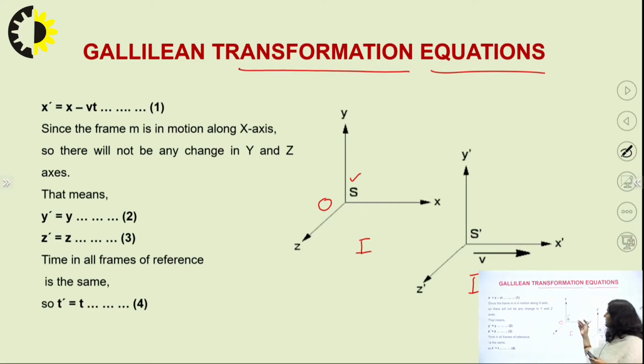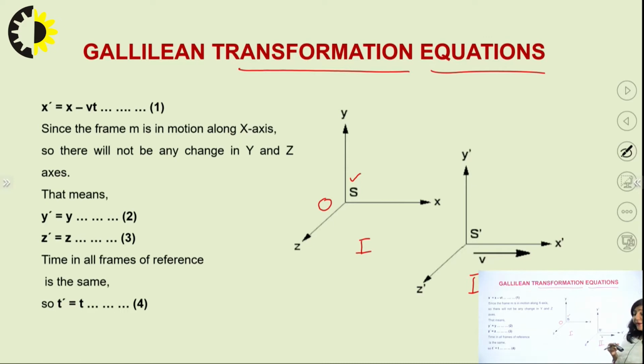Now, suppose the observer sitting in frame S wants to describe an event. In order to describe any event with respect to this inertial frame, what do we require? We require a set of 4 coordinate axes, as I have already mentioned. So, we require 3 position coordinates and a time coordinate. With respect to S, for that particular event, we have a set of 4 coordinates, that is X, Y, Z and T.